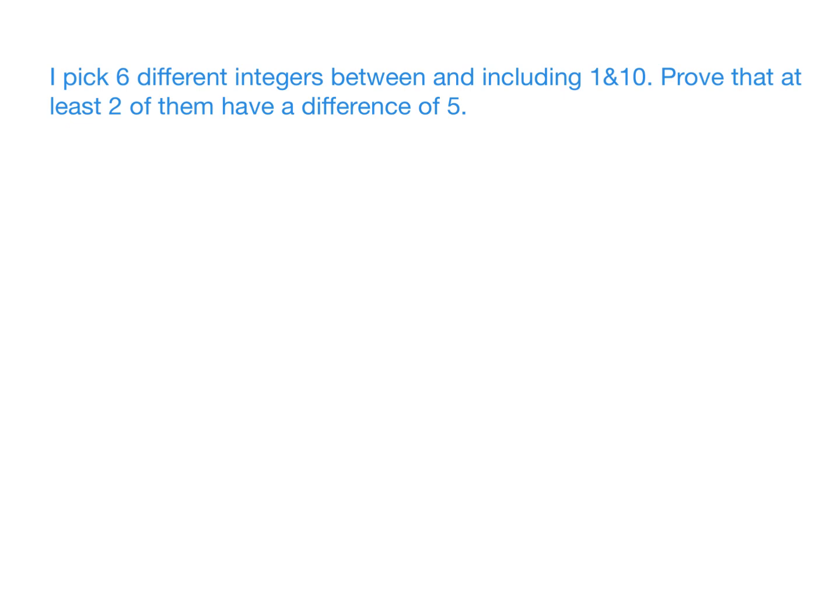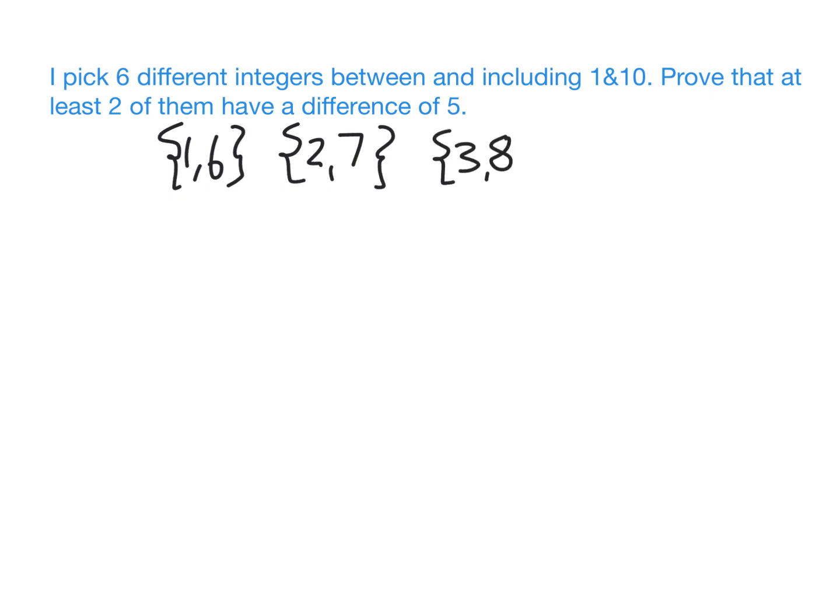So how we're going to prove this is we're going to divide into subsets. So the numbers I can pick: 1 and 6. I can pick 2 or 7. So each of these is a set. That's why I'm using the squiggly brackets. And the 2 numbers in each set differ by 5.